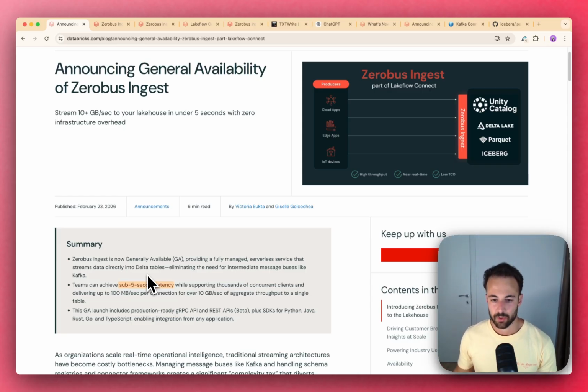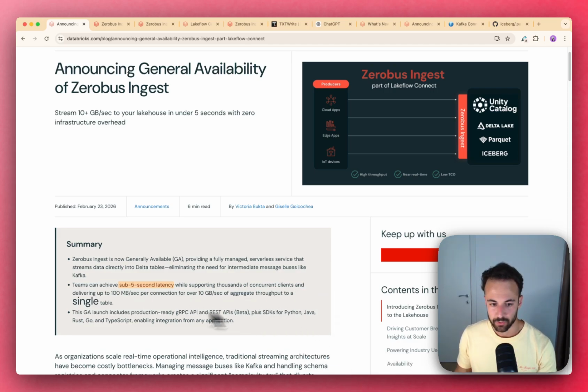So this makes sense. While supporting thousands of concurrent clients and delivering up to 100 megabytes per second per connection for over 10 gigabytes a second of aggregate throughput to a single table. That's a big thing, actually. A single table, I think that's pretty good. 10 gigabytes a second of aggregate throughput to a single table, if you can achieve that. I'm not sure if the table needs to be partitioned or how that would work under the hood, but that sounds impressive. Up to 100 megabytes per connection. So this thing scales per connection, allegedly, from what I read a little bit more into it. And thousands of clients also sounds pretty good.